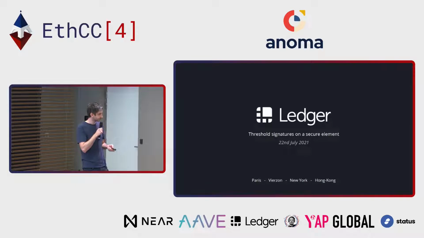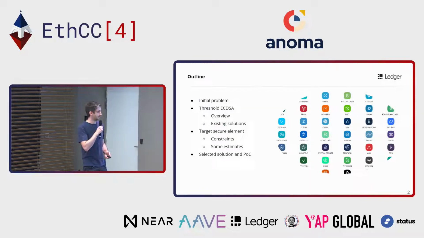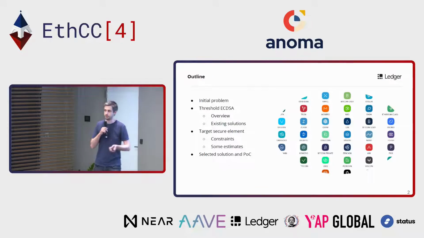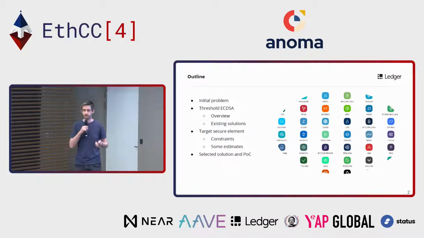So, I'm going to say what the initial problem was. This is a performance and implementation constraint. Then I'll recap what a threshold signature is and specifically what threshold ECDSA is, because that's the algorithm we're going to use. Then the overview and the existing solutions for threshold signatures. Then I'm going to show you the characteristics of our secure elements, the constraints, get some estimates of the running time of a threshold signature, and then talk about the proof of concept that we implemented.